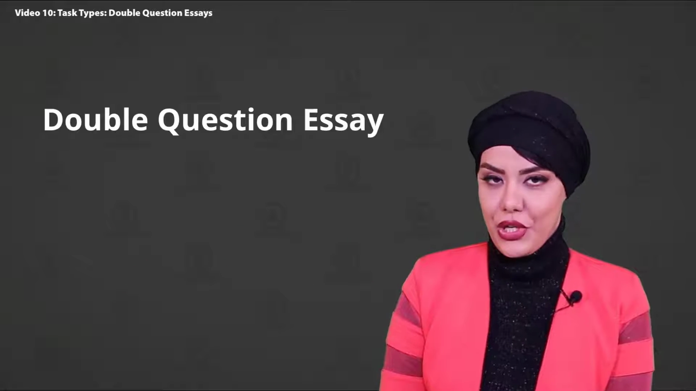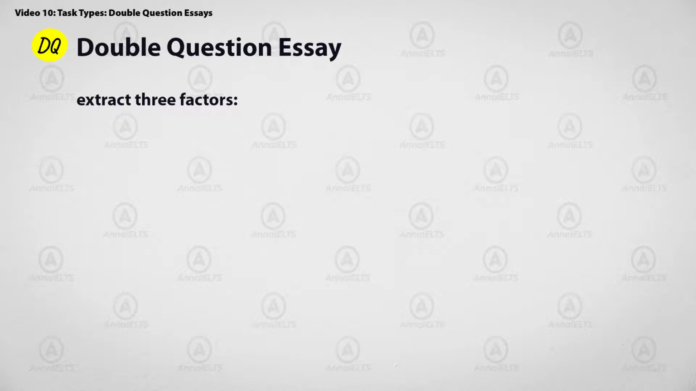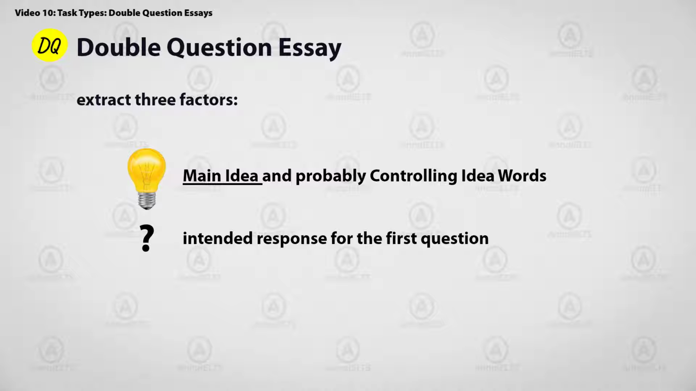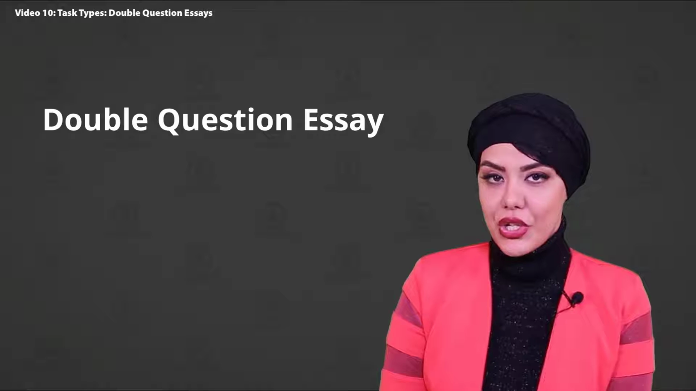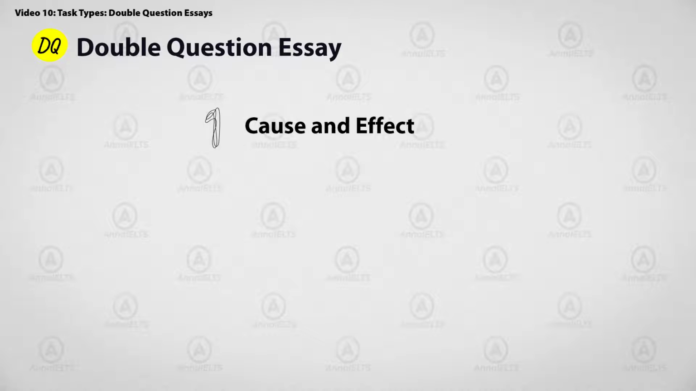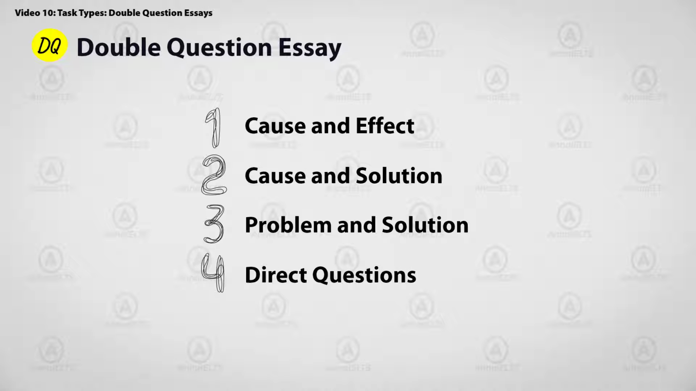While answering these questions, do not forget to extract 3 factors from the task. Number 1, main idea and probably controlling idea words. Number 2, intended response for the first question. Number 3, intended response for the second question. With an in-depth analysis of several double question essays, we divided them in 4 categories: cause and effect, cause and solution, problem and solution, direct questions.